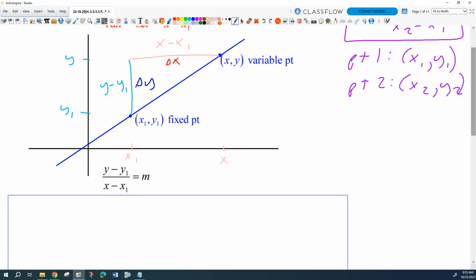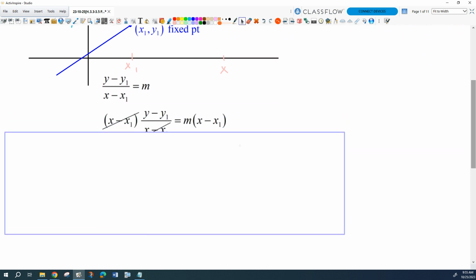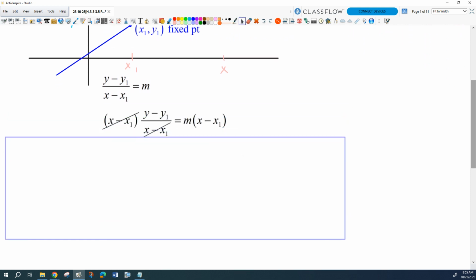That makes sense? Or I could just cross multiply if you want. However you want to think about that, we're going to get rid of the fractional nature of this thing. So if we multiply both sides by the quantity x minus x1, that's going to cancel the denominator on the left side. I get something like this.